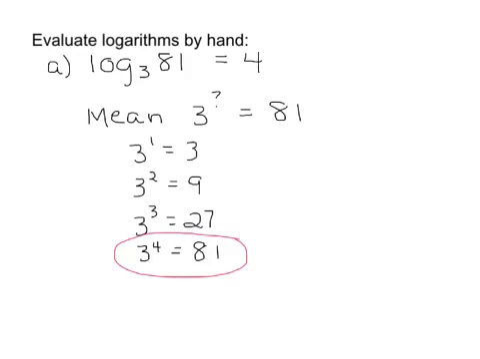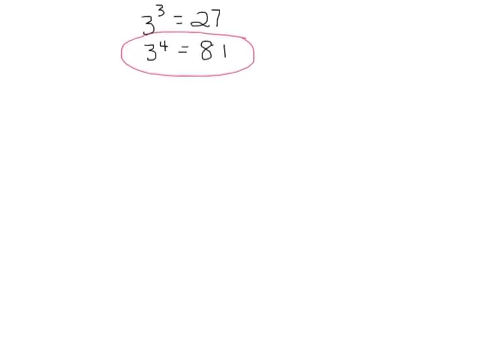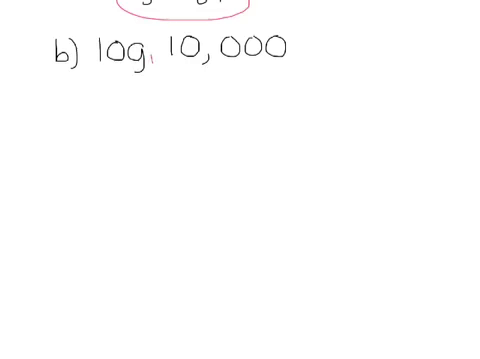Now for the second problem, we're going to use the same approach, but with a slightly different problem. So this problem is log, with no explicitly written base, of 10,000. So the first thing you have to know is when there isn't a base explicitly written, that's called a common logarithm. When you see log, that really means log base 10, logarithm base 10.